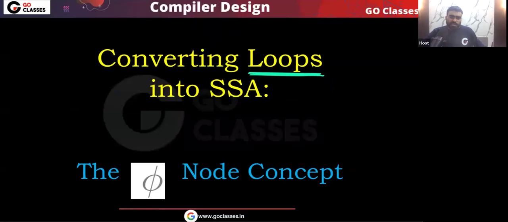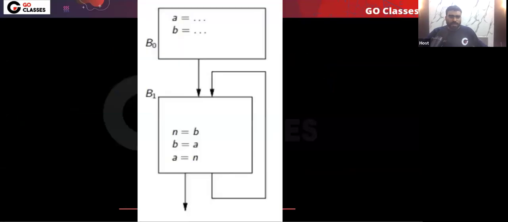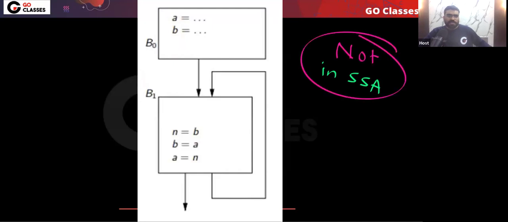So I am giving you one example. Can you solve it? Can you convert this into SSA? First, tell me, right now, is this in SSA? The answer is no. This is not in SSA, right?